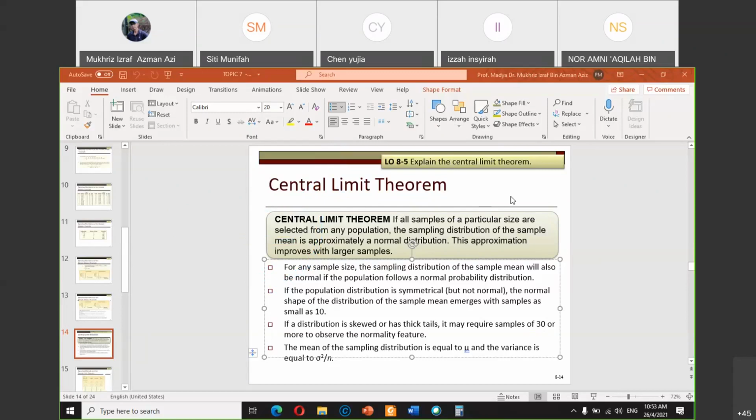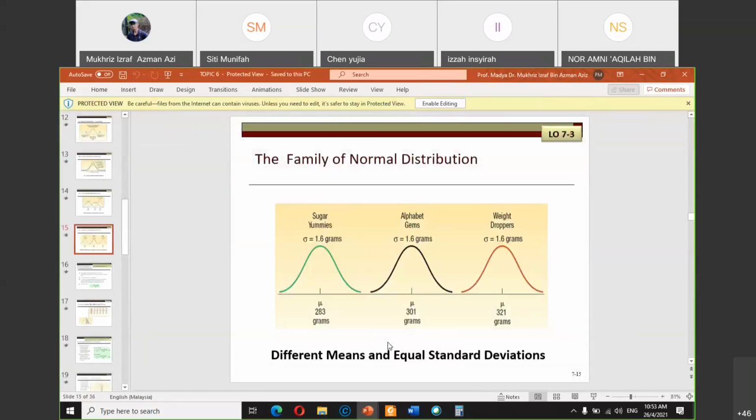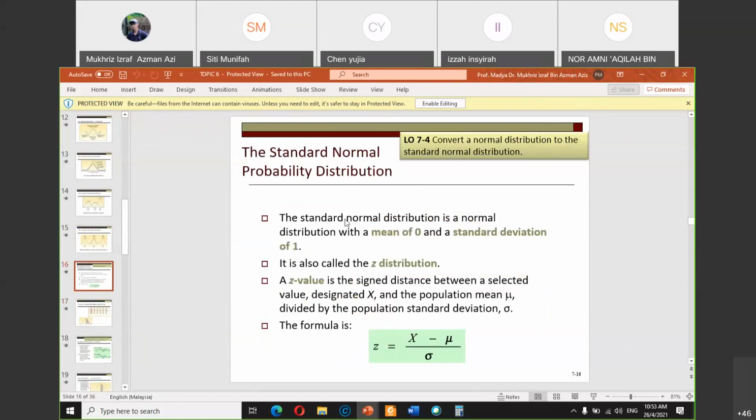Finally, it brings us to this concept: the mean of the sampling distribution is equal to mu, but the variance is equal to sigma squared over n. The mean is the same, equal to mu, but now the variance becomes sigma squared over n. If you compare to the previous topic, if you don't use a sample, meaning you rely on the population, the standard deviation is sigma, or in other words, the variance will be sigma squared. Sigma is the standard deviation, so sigma squared will be the variance.